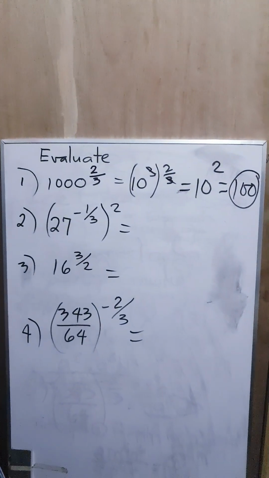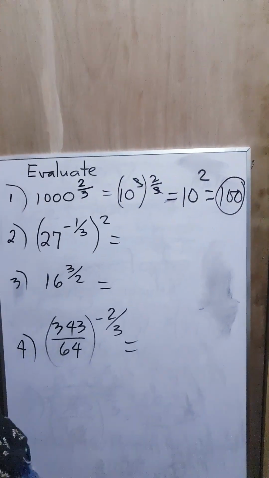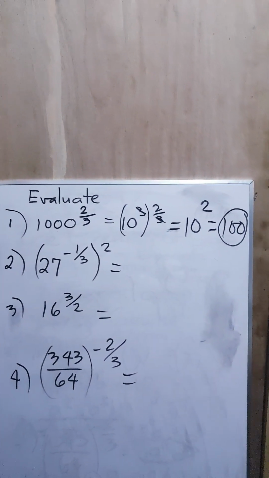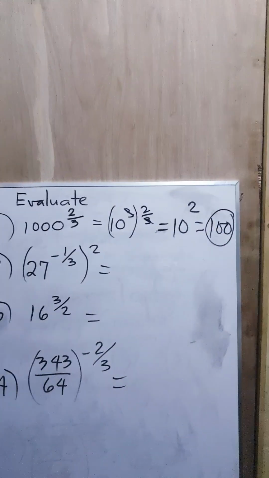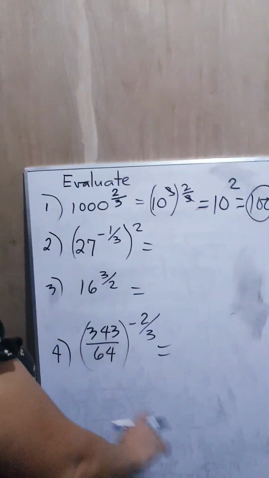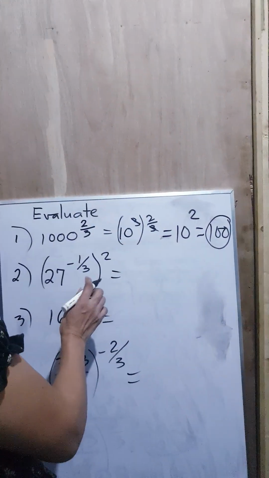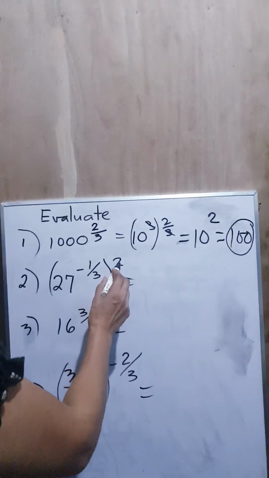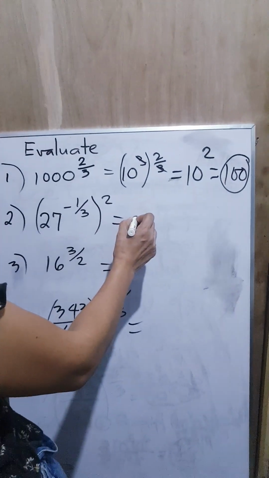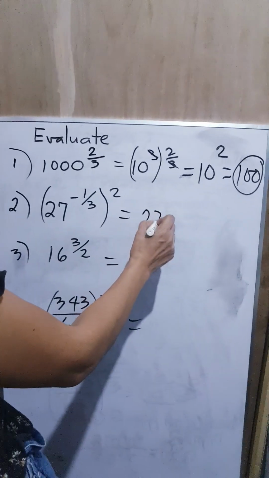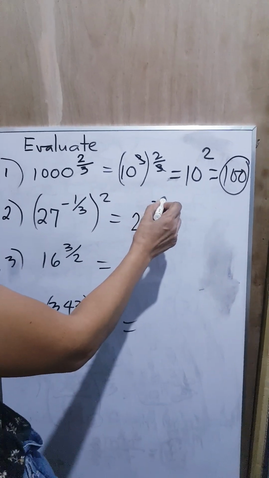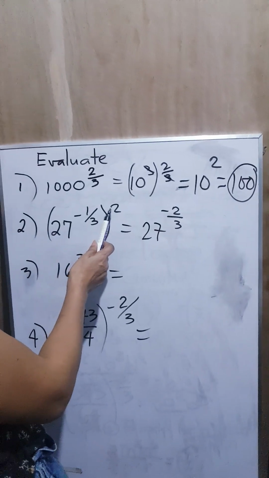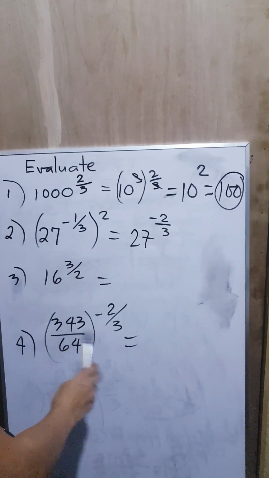The next one, you have 27 raised to the power of negative 1 over 3. So by the product rule, when it comes to exponents, we just multiply 2 times negative 1, that will become 27 raised to the power of negative 2 over 3. So you just multiply the whole number to the numerator.